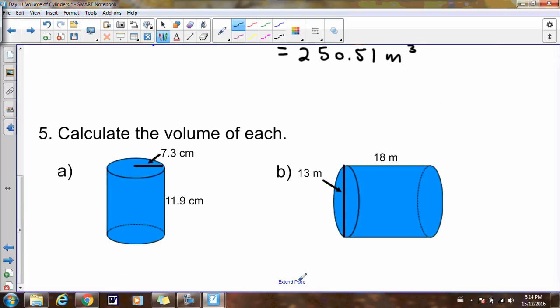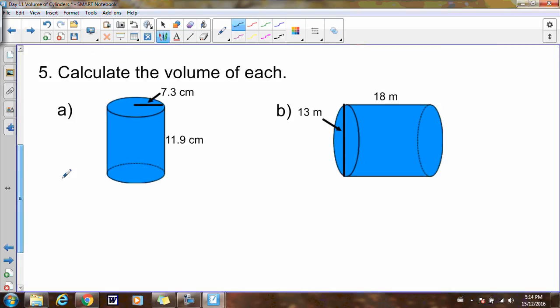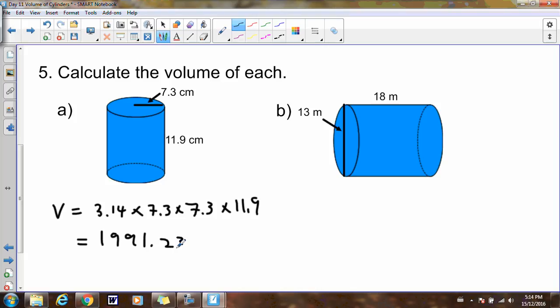Okay, a couple more questions about volume. Let's do them. So volume is equal to 3.14 multiplied by 7.3, 7.3, 11.9, right? And 1,991.23 centimeters cubed.